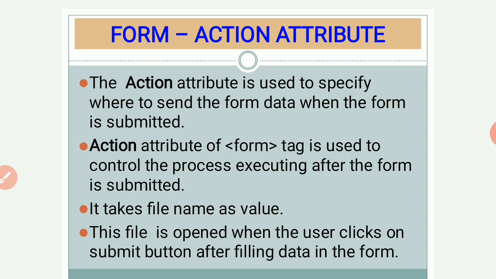The value that is available with the action attribute is the name of a file. So it takes a file name as the value of the action attribute. This file is opened when the user clicks on the submit button after filling data in the form. That is, after filling an online form, when the user clicks on the submit button, the file is opened and whatever information we have filled is stored or dumped into the given file.